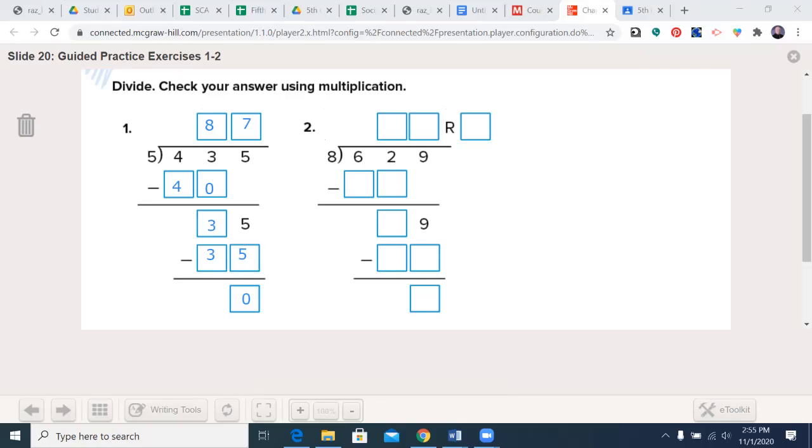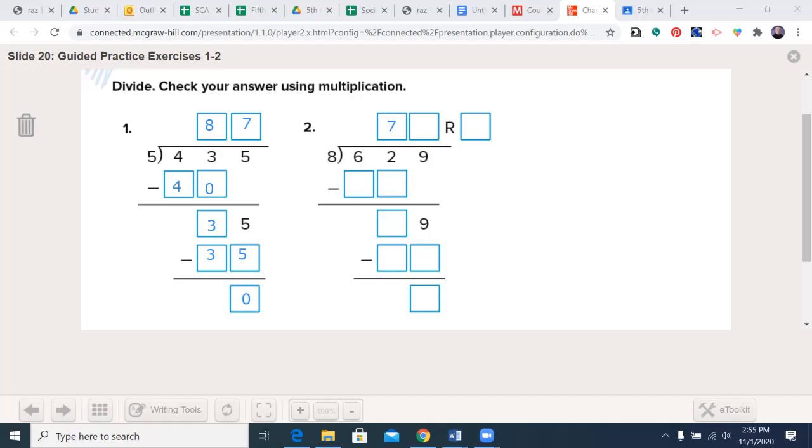Let me hear you where you're at. Whoa, that was pretty loud. You're right. 8 does not go into 6 because it's greater than 6. So I'll regroup that 6 group of 100 into 60 groups of 10 plus 2, so we have 62 groups of 10. How many times does 8 go into 62? You're right, it's a 7, because 8 times 8 is 64.